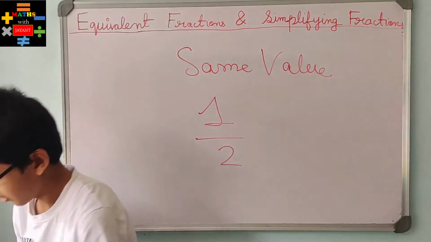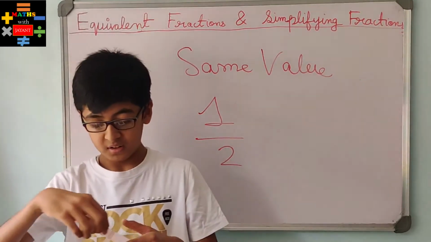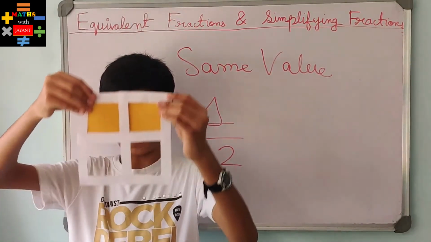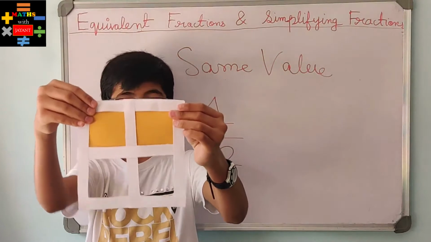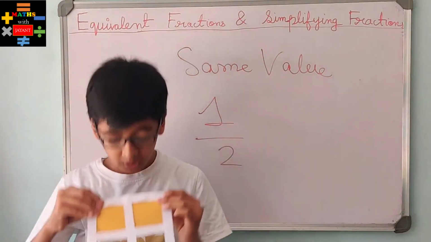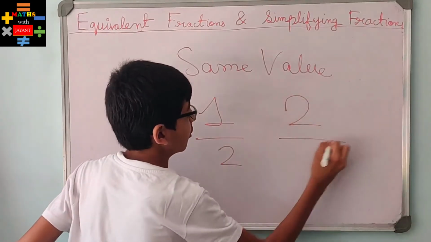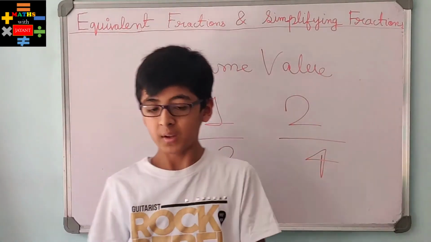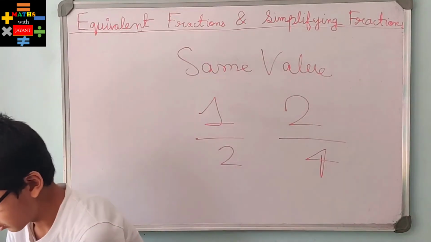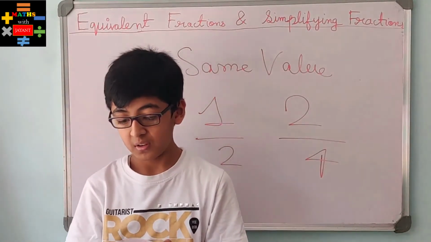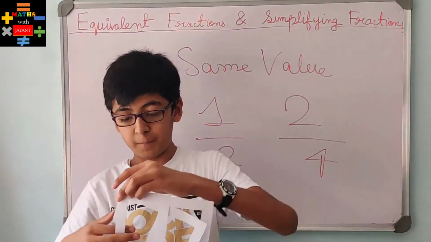Now let us take another example. So now how much part is colored over here? We have 2 parts out of 4 colored. We have 2 parts out of 4 or 2 by 4. Now you know what? These pieces are of the same size.